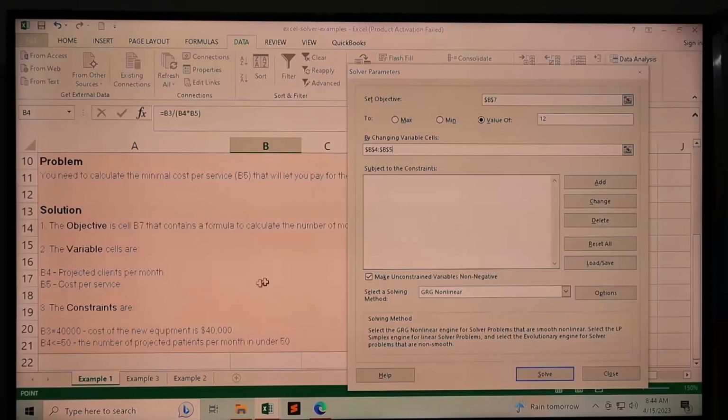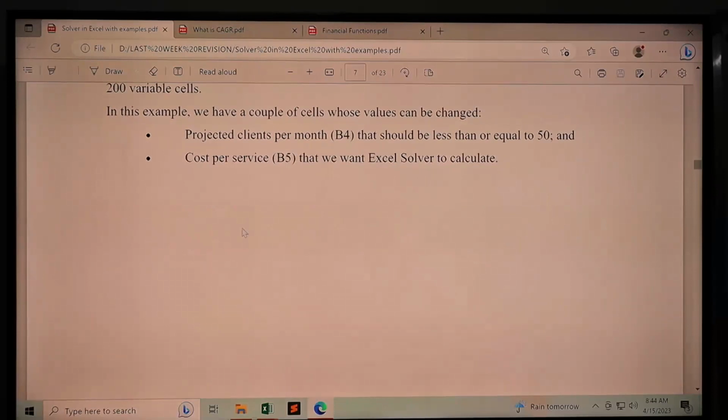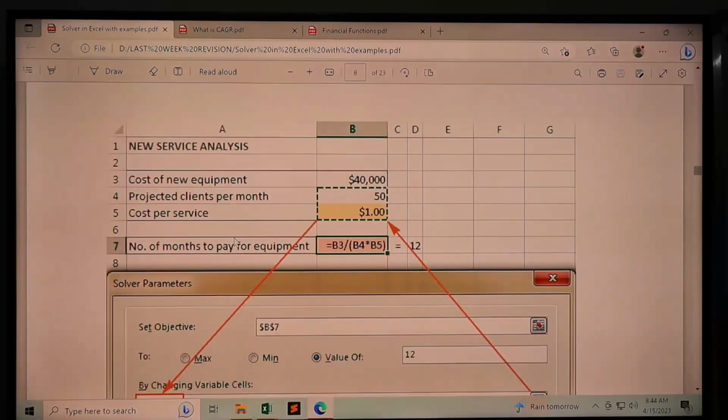In our solution, we're supposed to change these two cells. And changing these cells will require us to set some constraints. And what are the constraints? So you've seen, what are you doing, madam? You are affecting the screen, please.